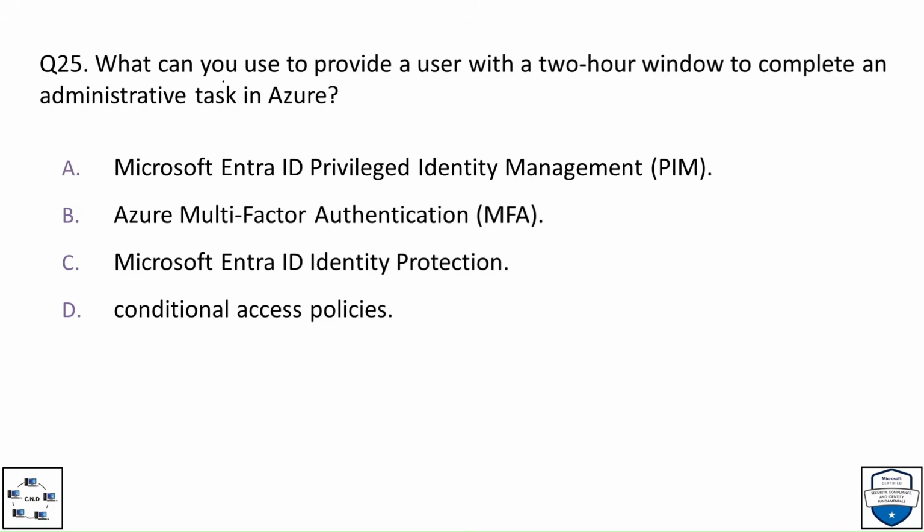Question number 25. What can you use to provide a user with a 2-hour window to complete an administrative task in Azure? Option A, Microsoft Entra ID Privileged Identity Management, that is PIM. Option B, Azure Multi-Factor Authentication, MFA. Option C, Microsoft Entra Identity Protection. And option D, Conditional Access Policies. And the correct option is option A, Microsoft Entra ID Privileged Identity Management.